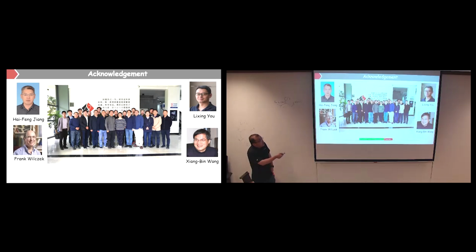And I get single photon detectors from Li Xingyu, probably one of the best superconducting detectors. Xiangbin Wang and Xu Fengma are doing theory. Haifeng is doing the frequency comb. And Frank Wilczek provided an idea for the imaging work.